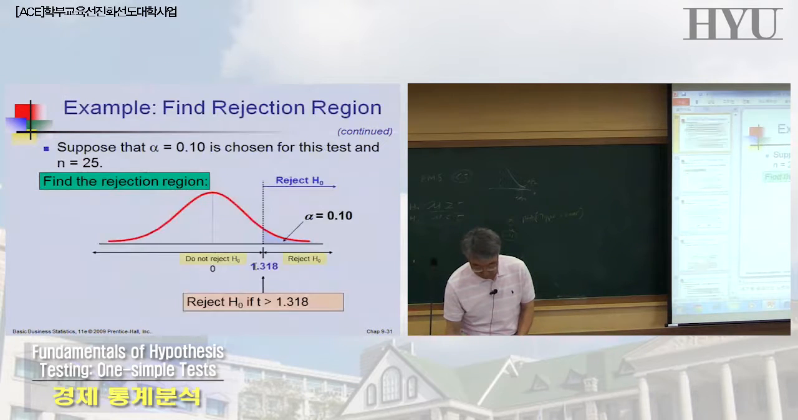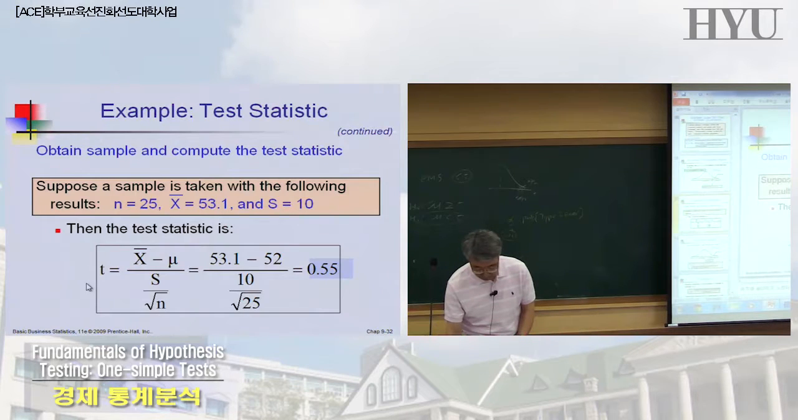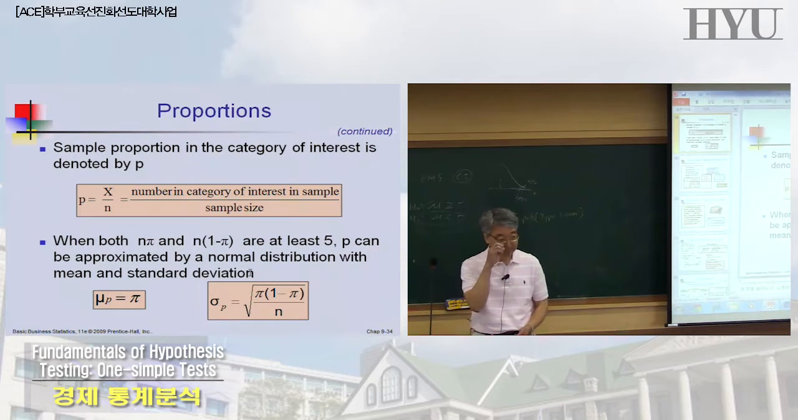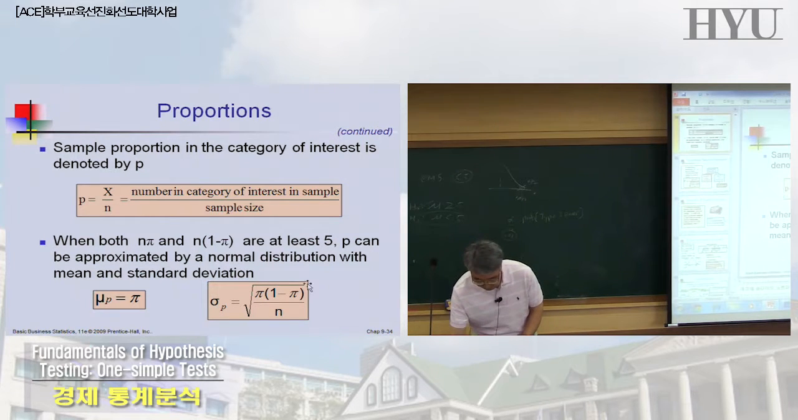Remember, the null hypothesis claims it is less than or equal to 52, right? And the alternative hypothesis claims it is greater than 52, right? So what we find out is since this difference, our sample mean, is not significantly greater than what's claimed in the null hypothesis, we cannot reject the null hypothesis, right? That's the idea. Okay? Any questions so far? All right. Let me briefly stop here.